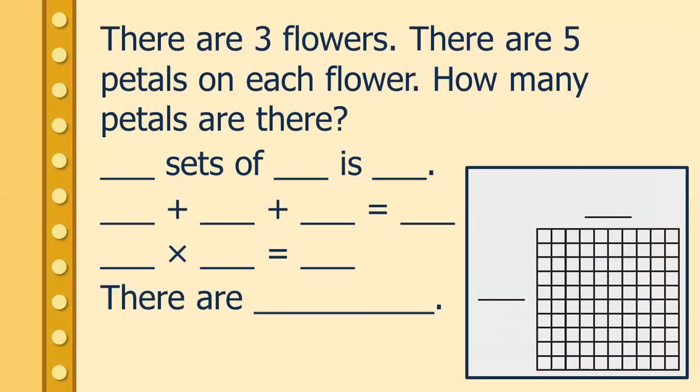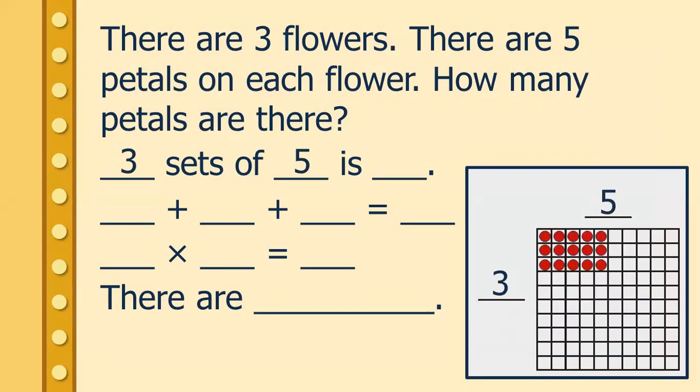All right, next it says there are 3 flowers. There are 5 petals on each flower. How many petals are there? So we need to know that there are 3 sets of flowers, and there's 3 flowers with 5 petals on each one. And over here on our diagram, we have 3 times 5.